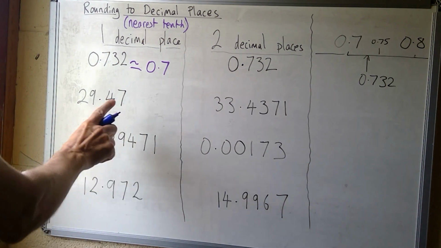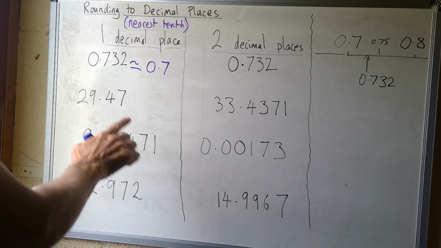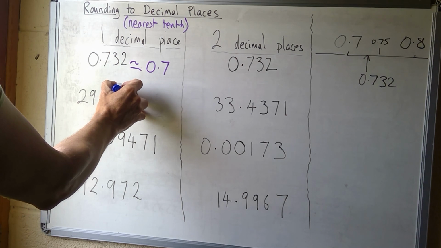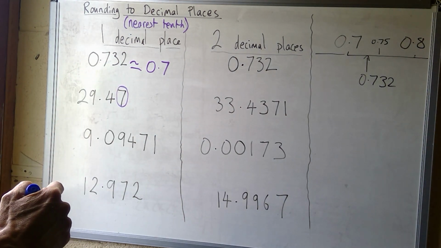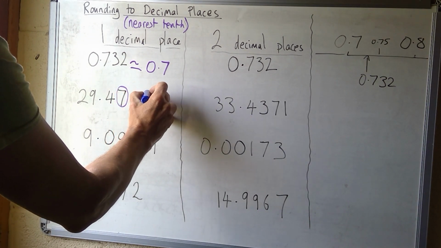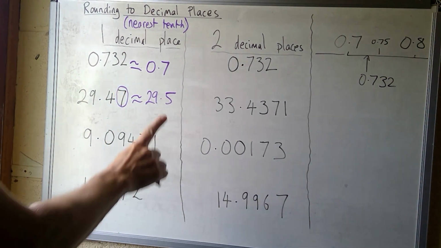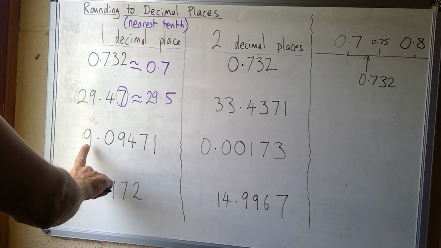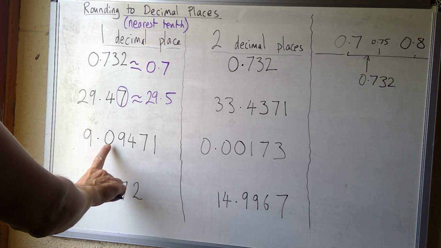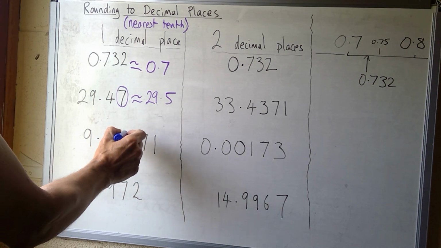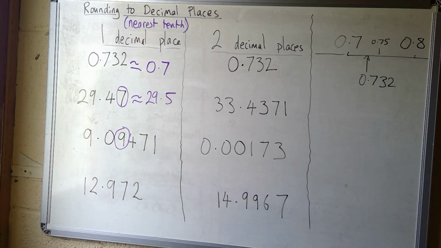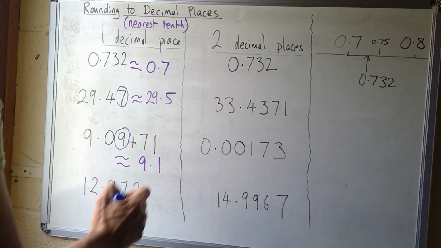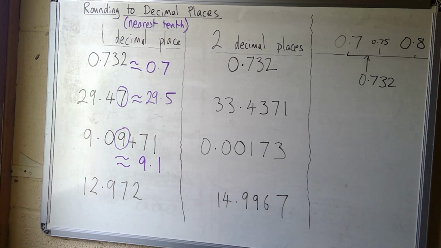So 29.47, we're rounding this to one decimal place, so we know it's going to be between 29.4 and 29.5. Because this next digit is 5 or greater, we actually know it's nearer to 29.5. So this one decimal place, first decimal place, goes up to 5 from 4. Sometimes the numbers might be quite long, but we're just interested in this first decimal place here. So we're going to chop it off after one decimal place. So we look at this 9 in the next position, and we know that's greater than 5. So this one is going to round to 9.1.